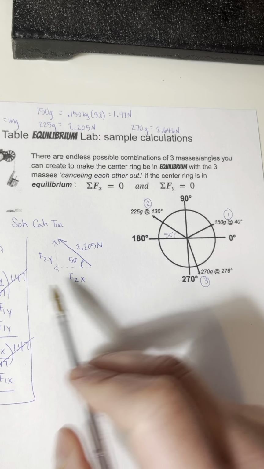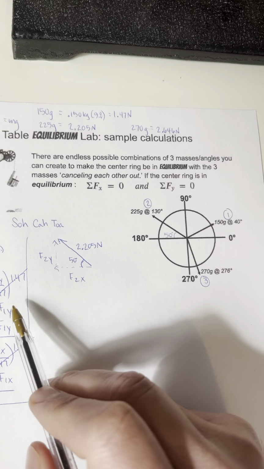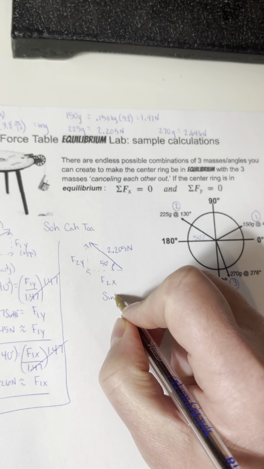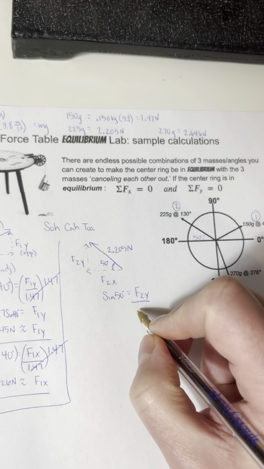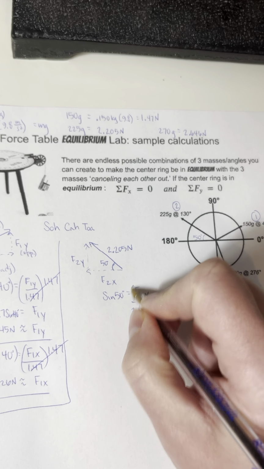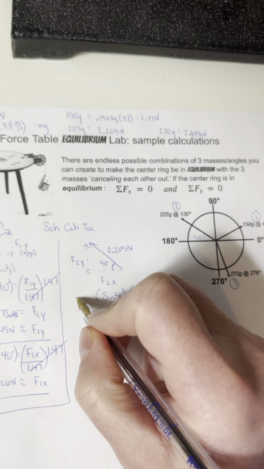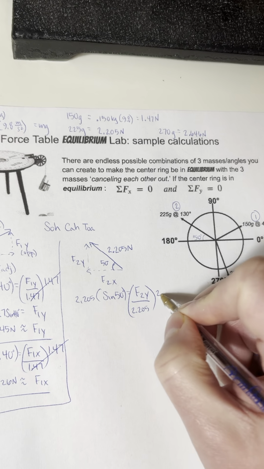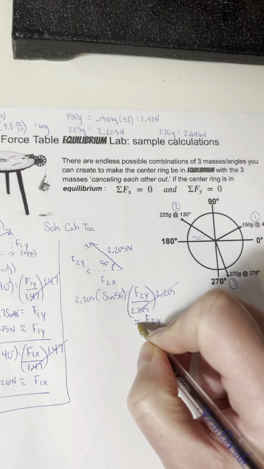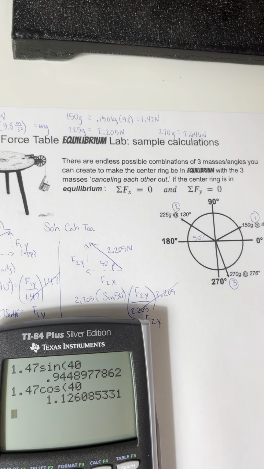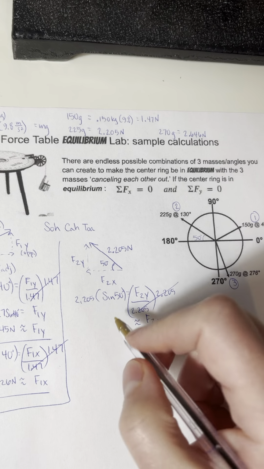So I'm just going to go through this more quickly since we already did this one more in depth. So if we set up sine of 50 degrees, it's going to equal force of 2 in the y direction over the hypotenuse of 2.205. Multiply both sides by 2.205. So the force of 2 in the y direction is approximately 1.689 newtons.